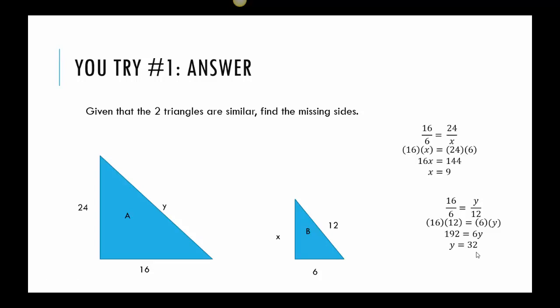So let's try to do the same thing and solve for x. So again, 16 over 6, and then my 24 over x. I cross-multiplied 16x, 24 times 6. So 16x is 144. I divide by 16, and it says x is 9.